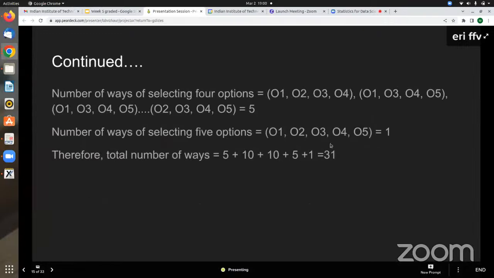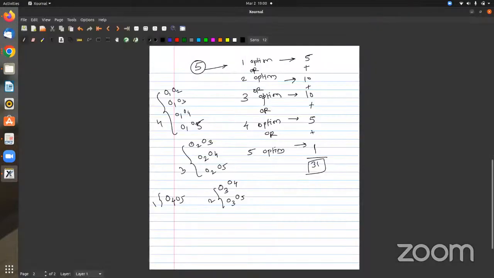Understand? No, sir, I don't understand. Can you please repeat this question? Okay, so let's say you have 5 options in one multiple select question. If you are going to select one option, in how many ways can you select one option? 5 ways? How?